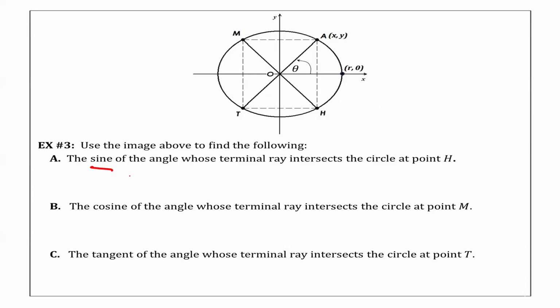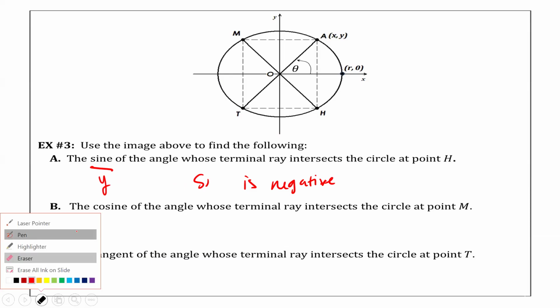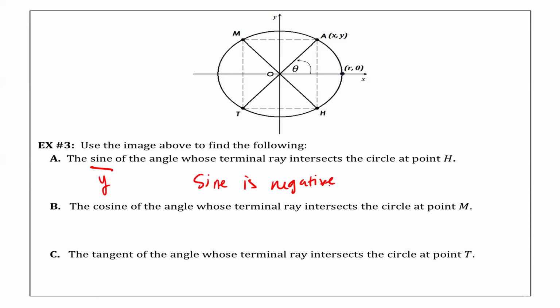Sine is not X. It's going to be negative because sine is your Y. So if it's in point H, then sine is negative. And it's negative because point H is in what quadrant? I was underlining that sine is Y.